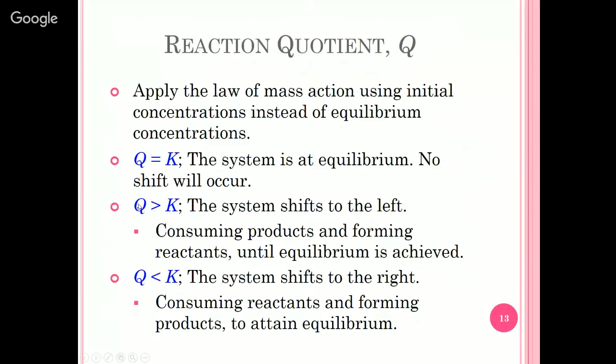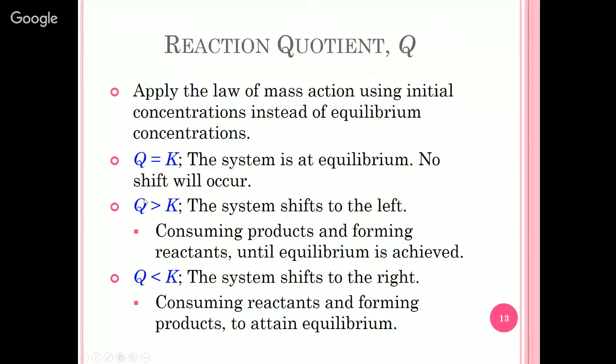When Q equals K, we're at equilibrium and no shift occurs. If Q is larger than K, we have too many products, so we shift to the left in order to create more reactants. If Q is less than K, we have too many reactants, so we shift to the right to form products. All of this is about how we get back to equilibrium.